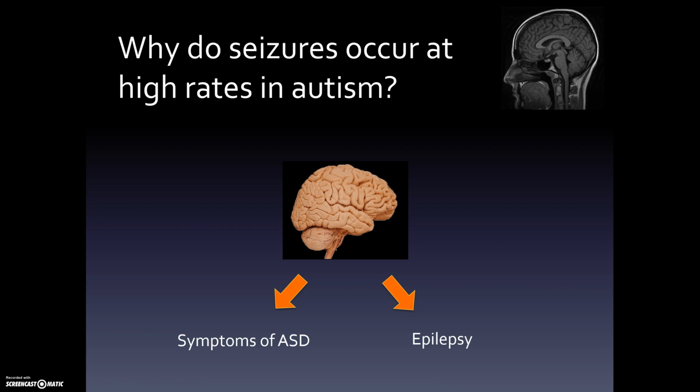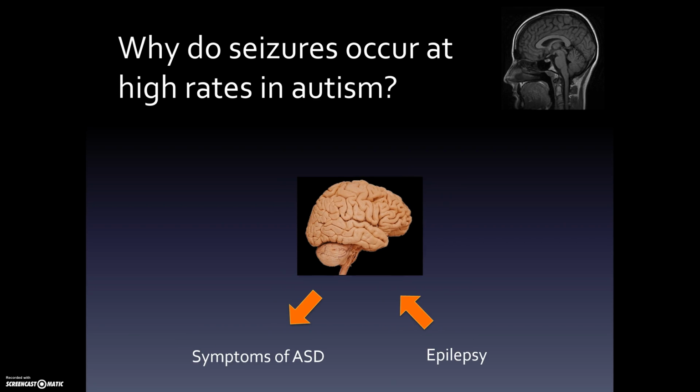Why do seizures occur at high rates in autism? There are a few different theories. One is that the underlying disturbance to brain development impacts the brain in different ways. One is to increase the risk for seizures, so that underlying cause gives rise to epilepsy. And at the same time, the underlying cause also gives rise to the symptoms of autism. Another theory is that the epilepsy, those abnormal discharges and the occurrence of seizures, impact the brain in such a way that then leads to the symptoms of autism.